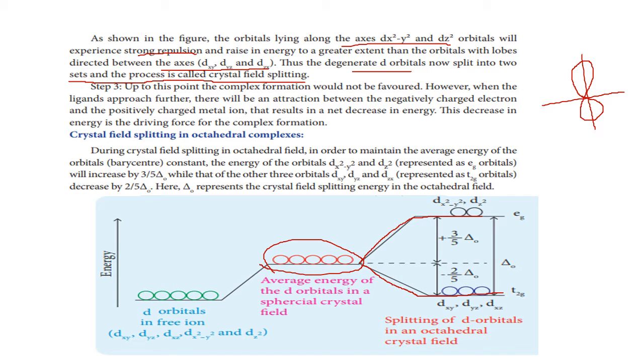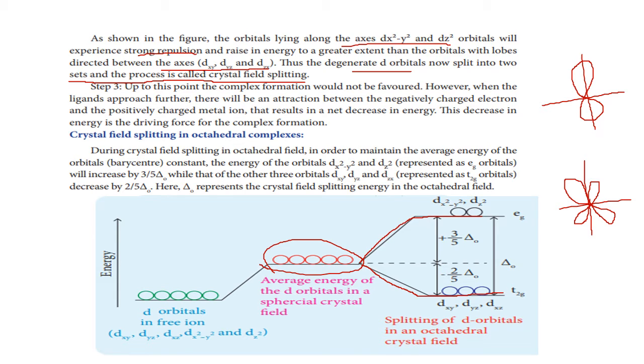The dx²−y² and dz² orbitals lie along the axis, and dxy, dyz and dxz lie in between the axis. Okay.